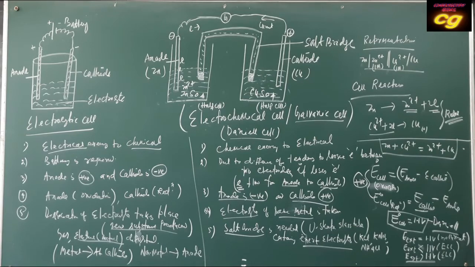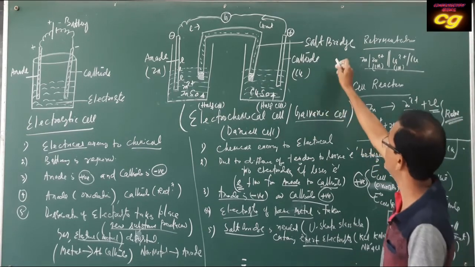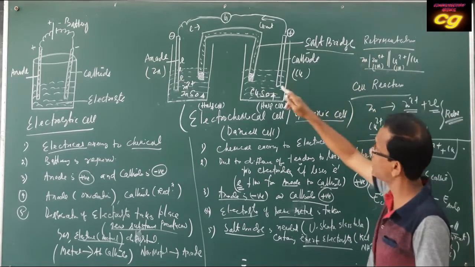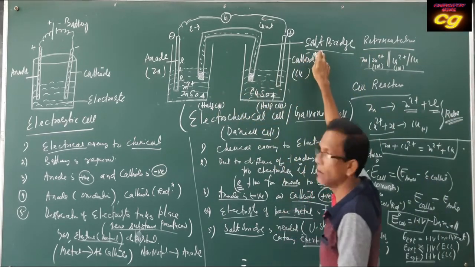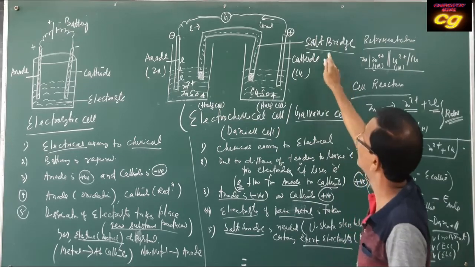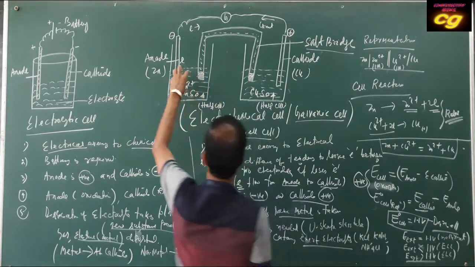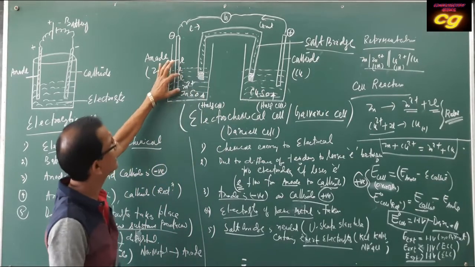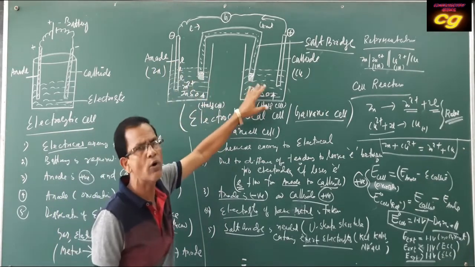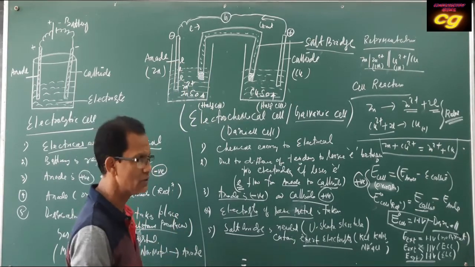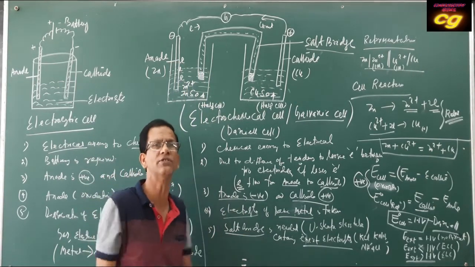And here, what is the role of the salt bridge? It connects the two half cells. And second, it maintains electrical neutrality between the two half cells. It maintains charge neutrality; it will not increase or decrease the charge.